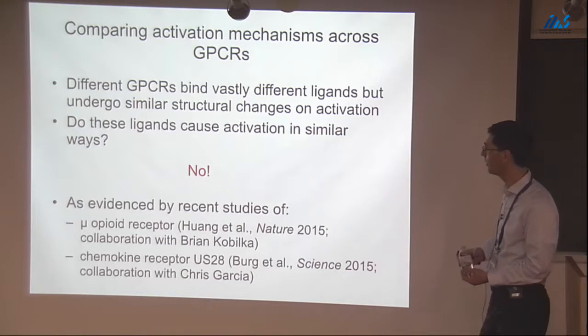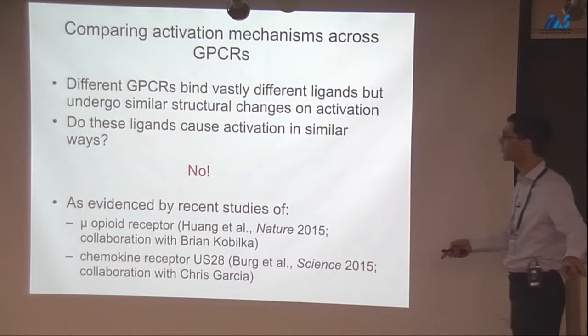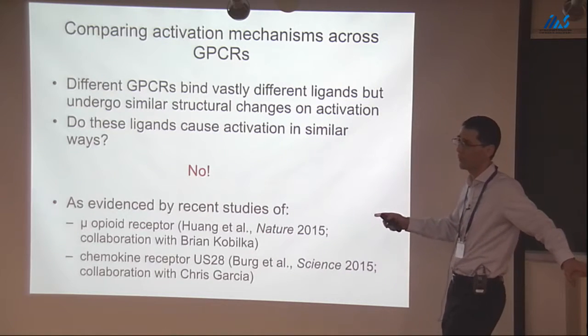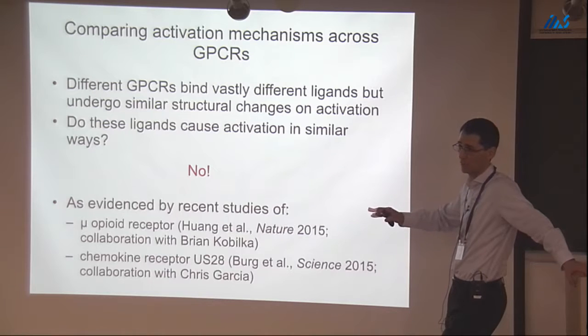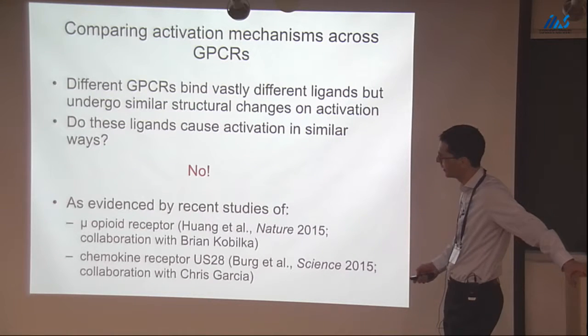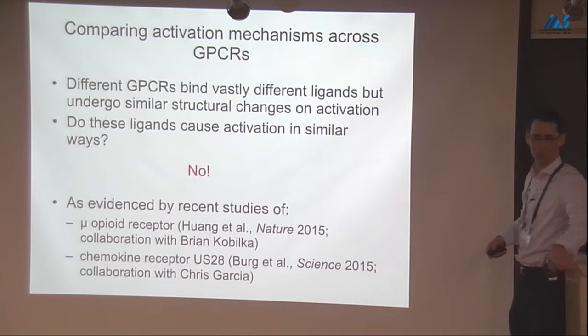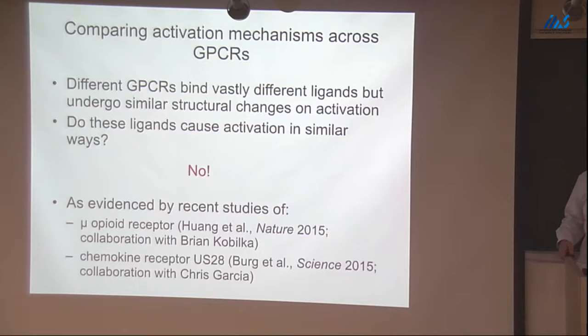So in particular, we've looked recently at 2 different receptors. We looked earlier at the beta-2 receptor, an adrenergic receptor. That's the one I showed you a moment ago in the movie. But more recently, we've looked at the mu-opioid receptor, together with Brian Kobilka, and a chemokine receptor, US28, with Chris Garcia. Chris Garcia's lab is next door to Brian Kobilka's, and after I arrived at Stanford, I discovered that he had basically also started to crystallize GPCRs. Sort of a competition between these 2 labs that are next door to one another.